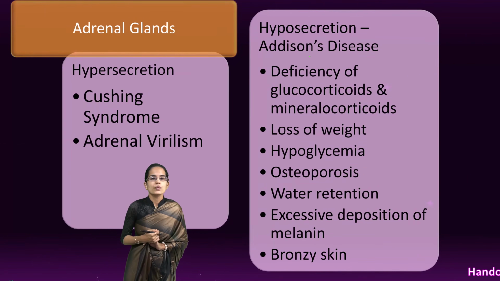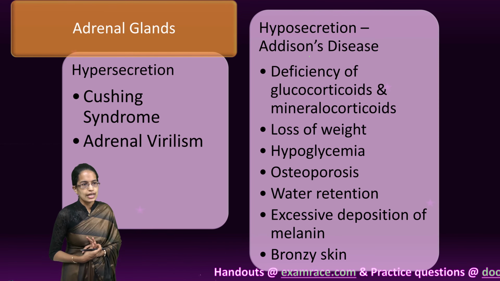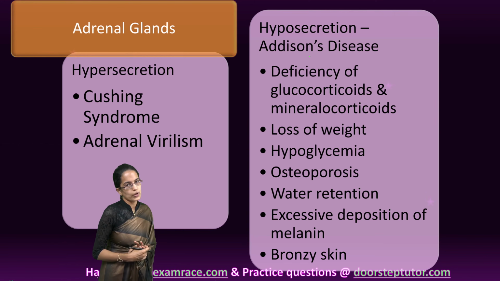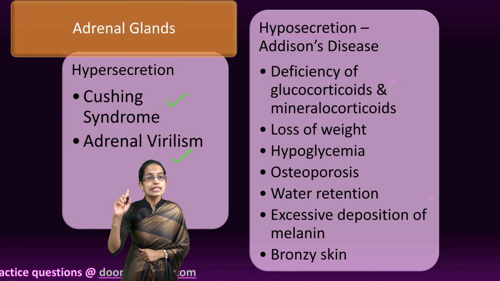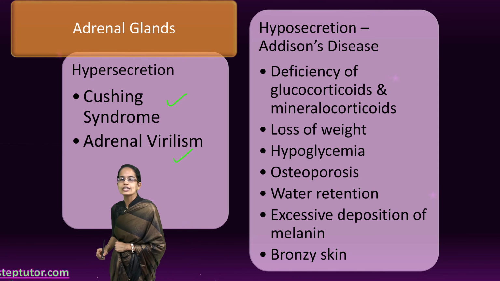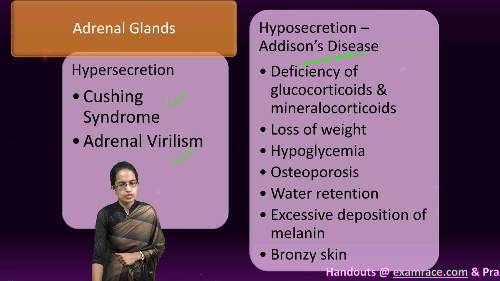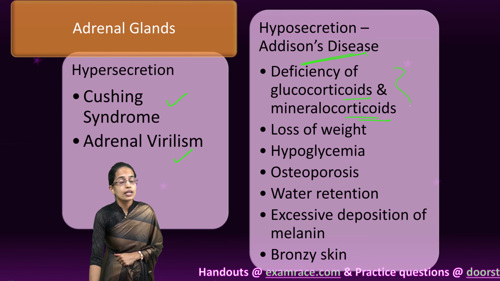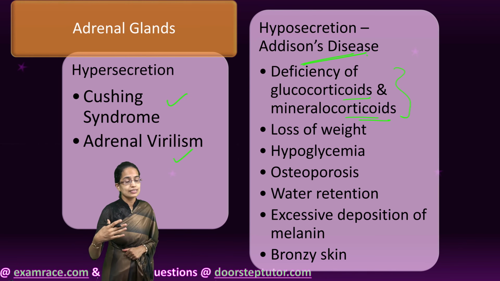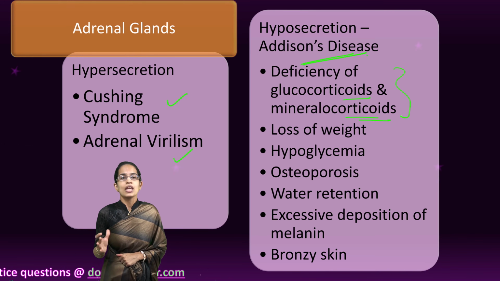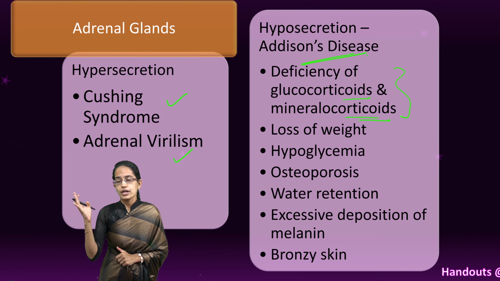Now, coming on to the diseases which are caused by hypersecretion or hyposecretion from adrenal glands. For hypersecretion, there are two important diseases. What are those? Cushing syndrome and adrenal virilism. However, less secretion by the adrenal glands can lead to Addison disease. Now, Addison disease is a disease where the amount of glucocorticoids and mineralocorticoids are reduced in the body. As a result, what would happen? The salt-water balance is not fine, and there are issues which can lead to declining weight.